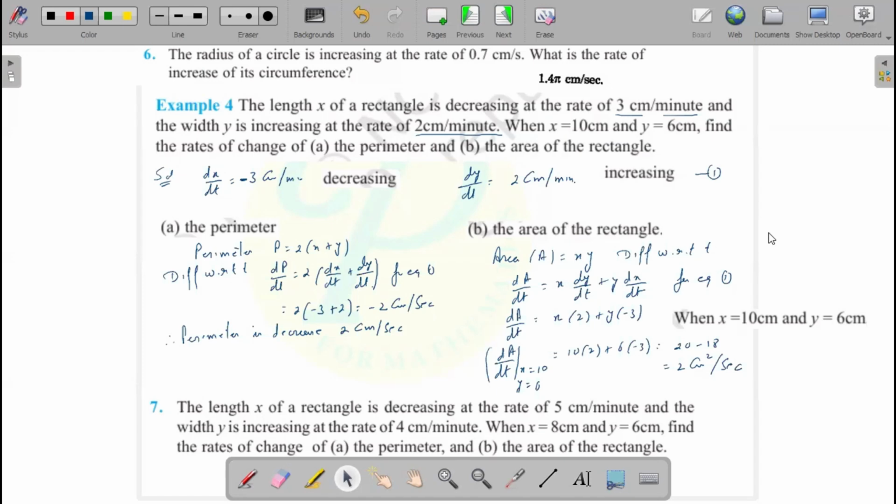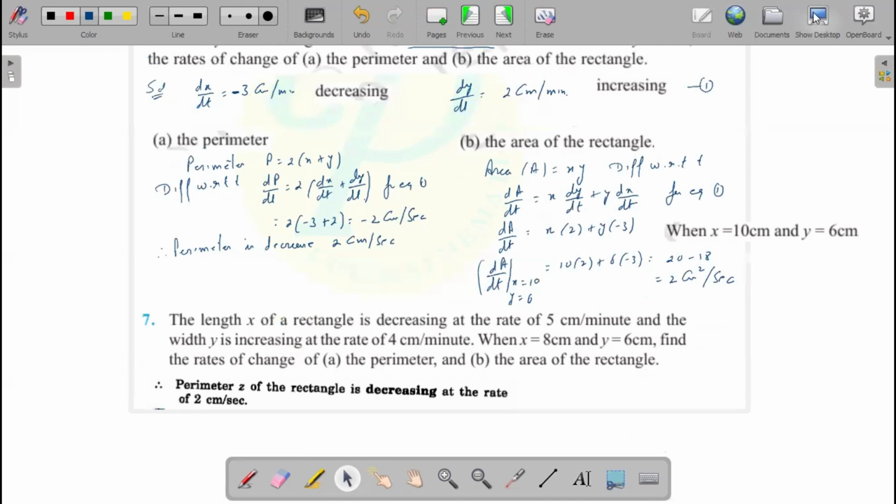Yes ji, you have to do this yourself. Now I have given you the question. Answers for this question: the perimeter is decreasing at the rate of 2 centimeter per second, and the area is increasing at the rate of 2 centimeter per second. The same one.